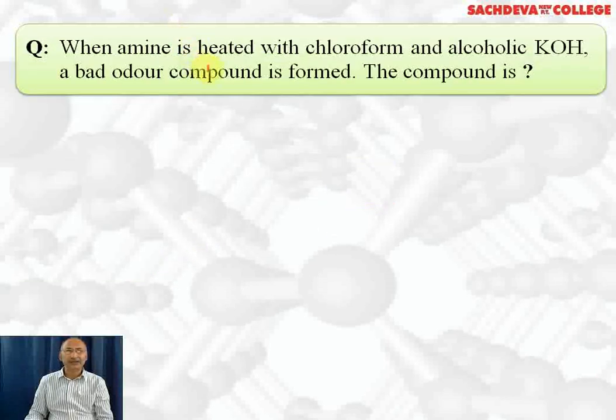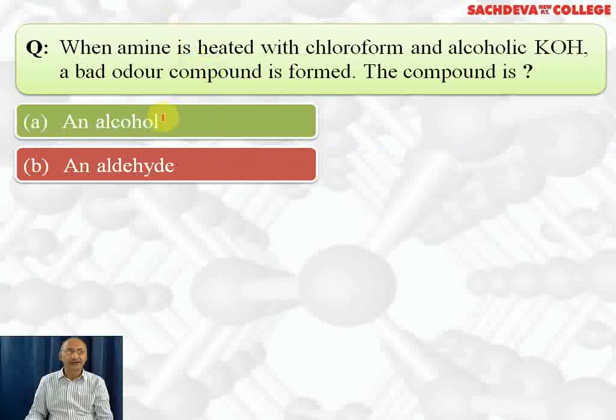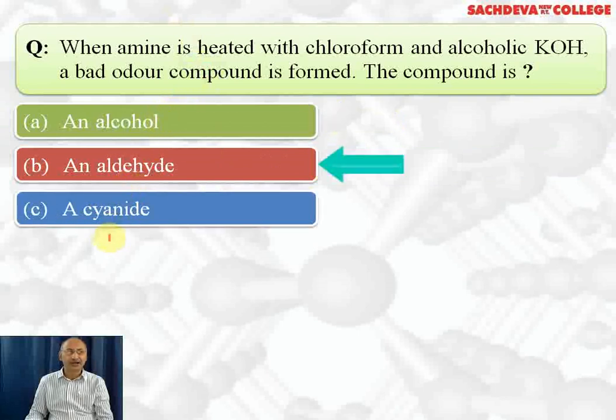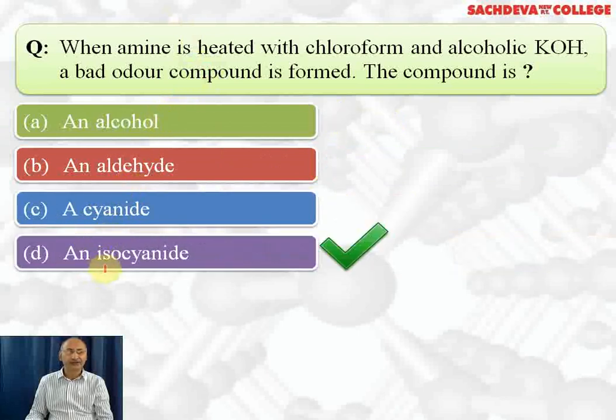When an amine is heated with chloroform and alcoholic KOH, a bad odour compound is formed. The compound is an alcohol, an aldehyde, a cyanide, or an isocyanide. Correct answer is an isocyanide. This is also called carbylamine, which is an offensive smelling compound.